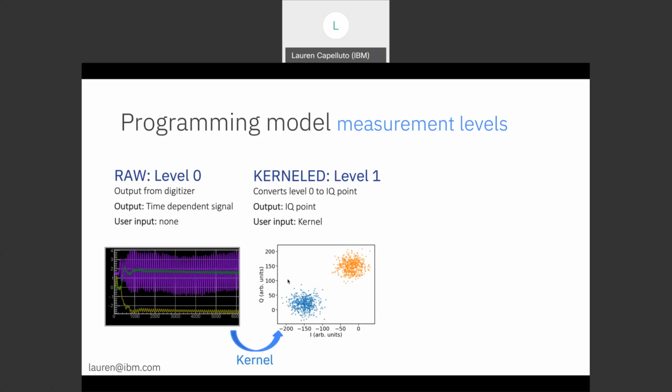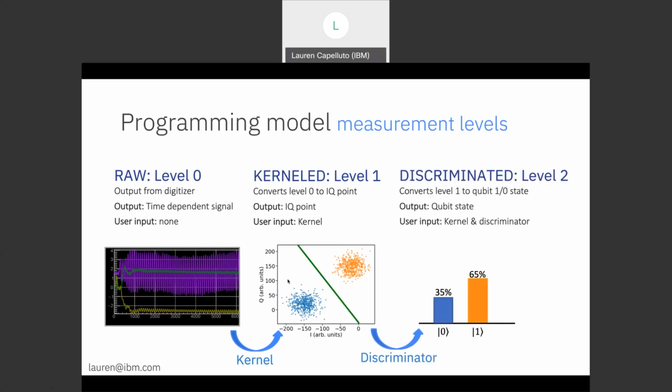Using that, we can build a discriminator. So this is building a threshold in this data where any new point to the left of that green line is going to be classified as the ground state, and anything to the right or the top right of this scatter plot will be classified as the excited state.